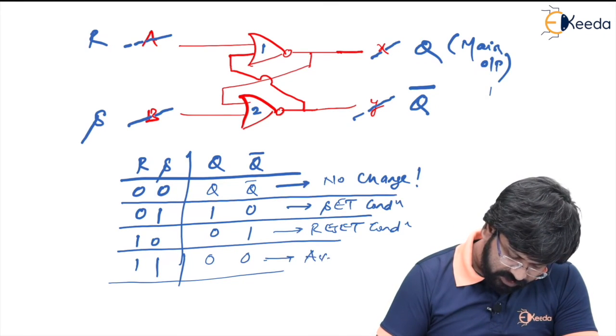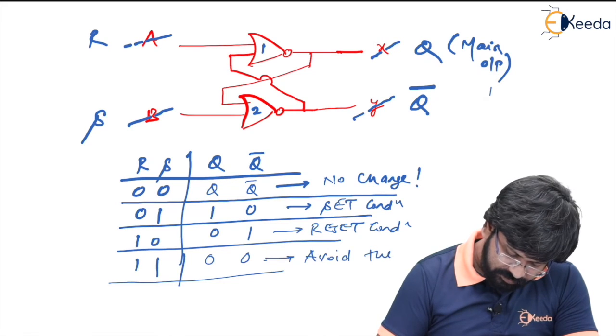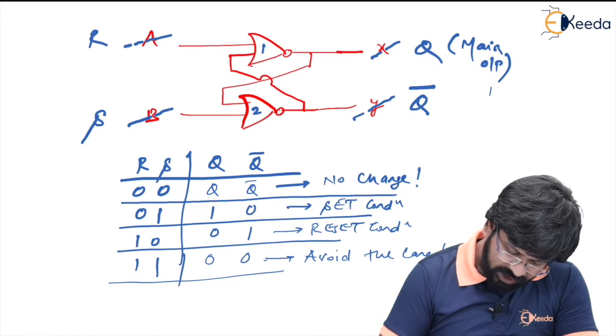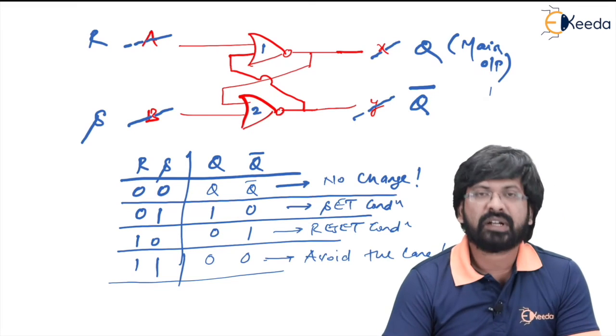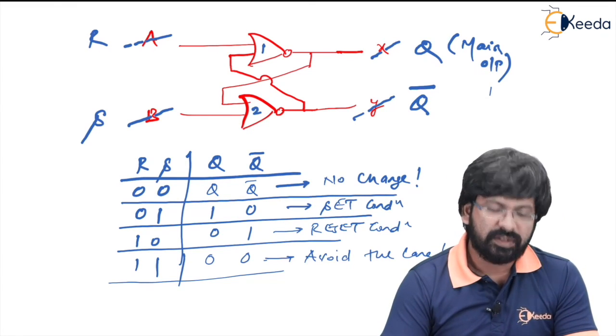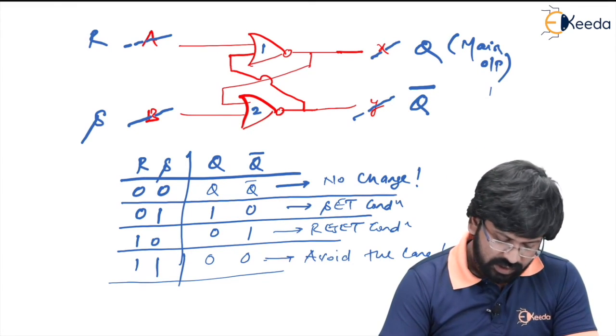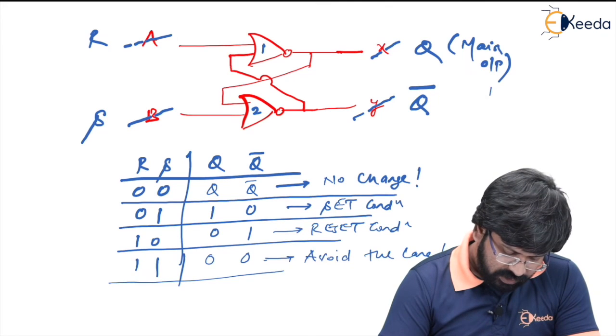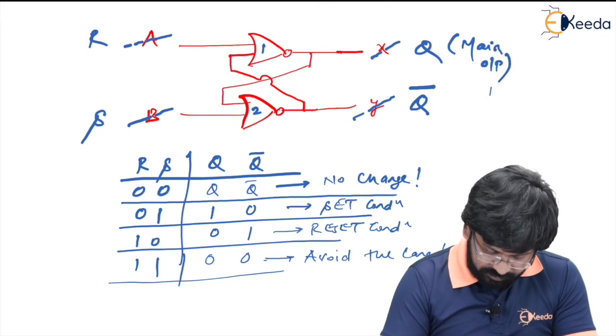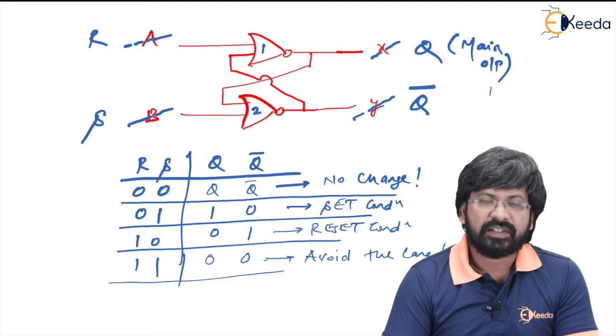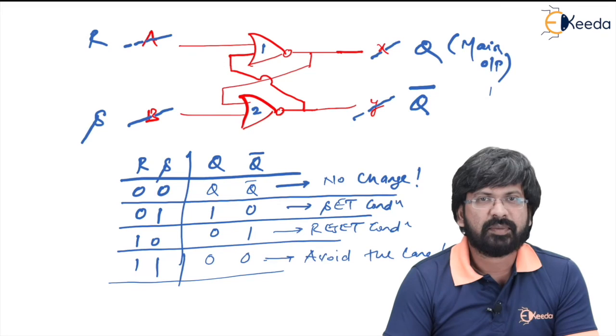So what we have said is avoid the case. Avoid the case as in, we never ever apply R and S equal to 1 1 in this type of latch made of NOR gates.